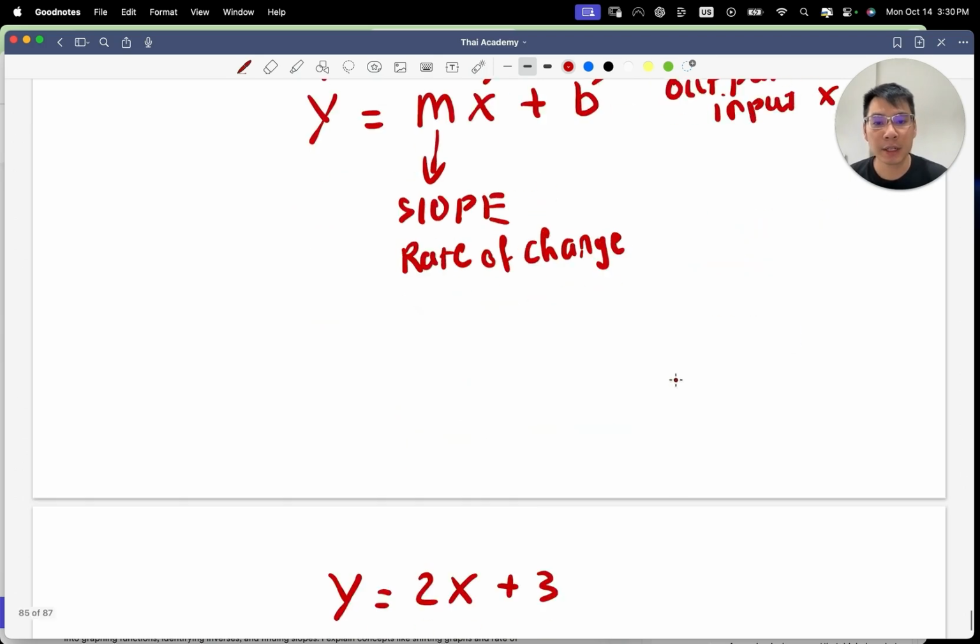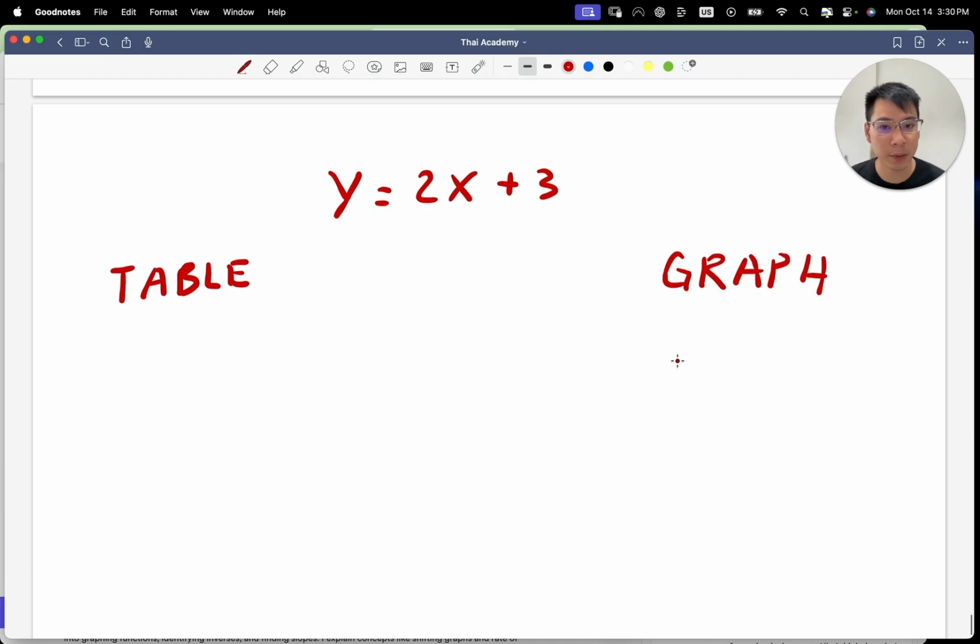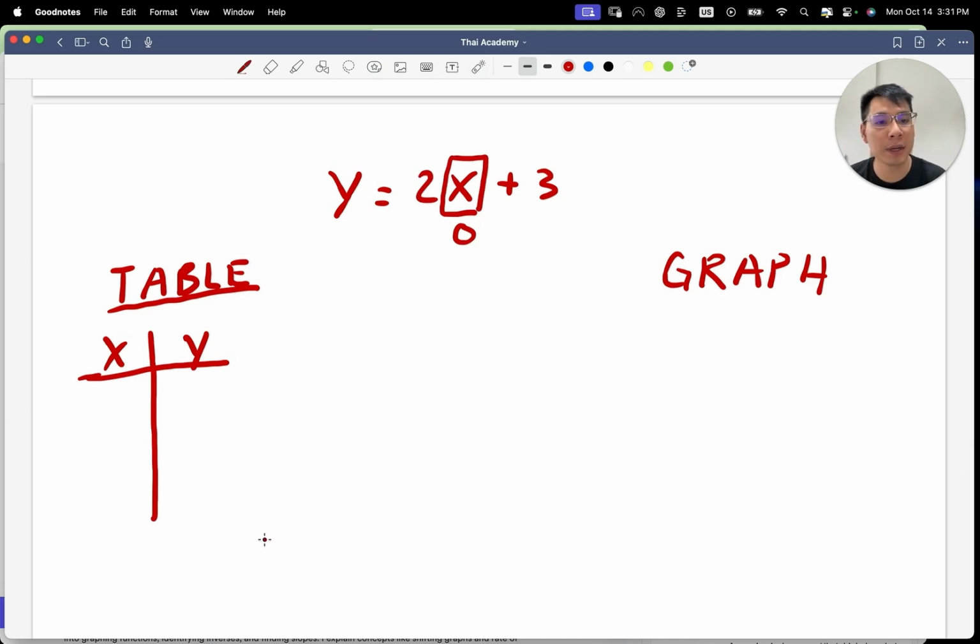One example of a linear equation can look like this: y = 2x + 3. If you want to visualize these equations in terms of a table or graph, you can also do that. That's the nice thing about algebra and functions: you can actually visualize what an equation looks like. If I draw a table from a linear equation, I would have x and then y. I can select any input I want. Let's say I put input equal to 0.